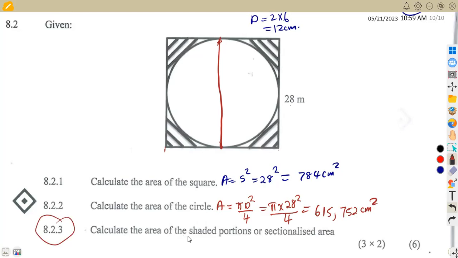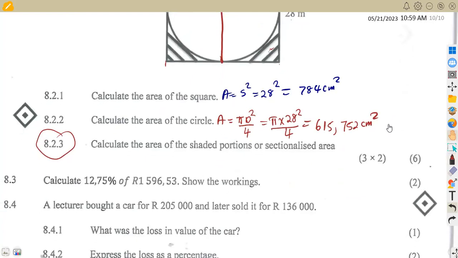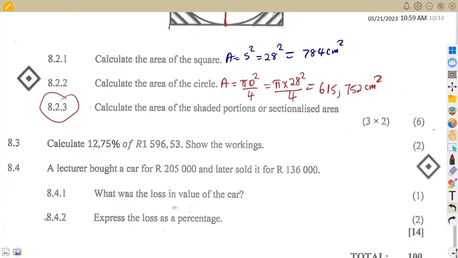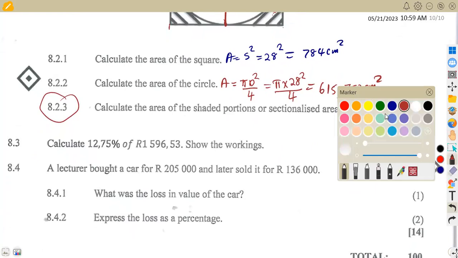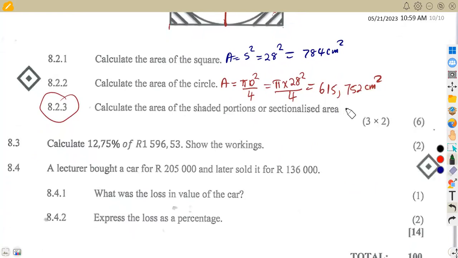8.23, calculate the area of the shaded portions or sectionalized section that we have. If you check, there is this part that is shaded, that is the shaded part here. So if we remove this circle from the square, that is where we remain with the shaded part. So it simply means the area of the shaded part is the difference from the area of a square. We are going to simply subtract the area of a square minus the area of a circle.